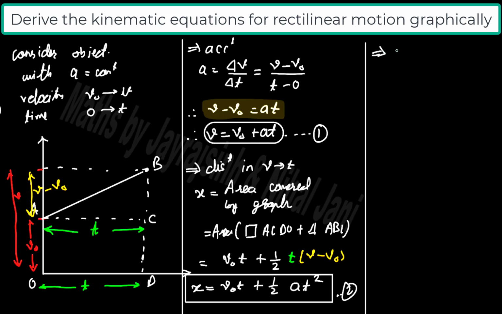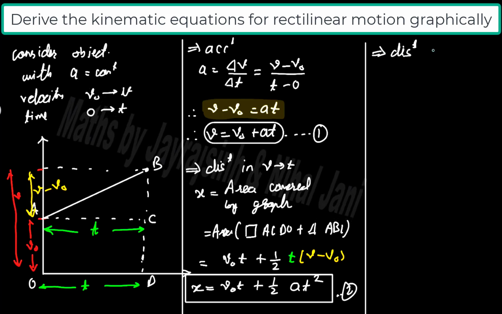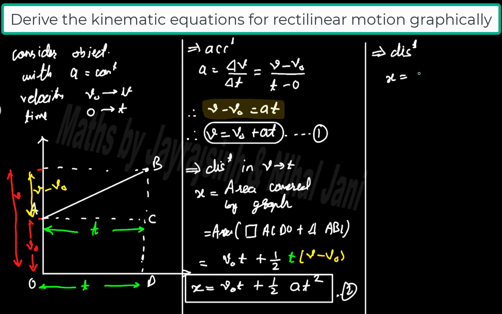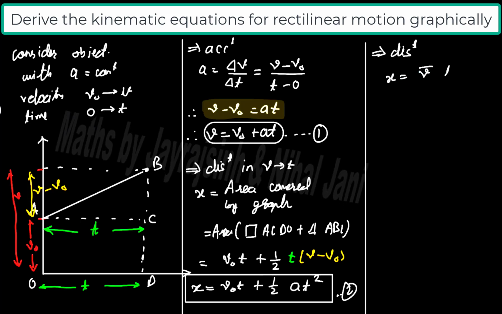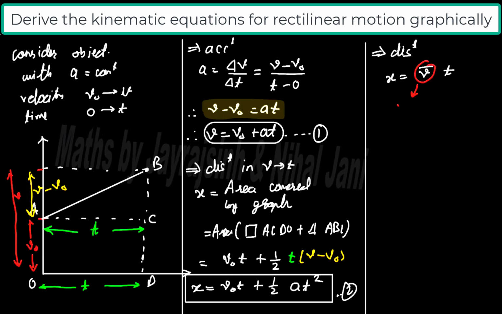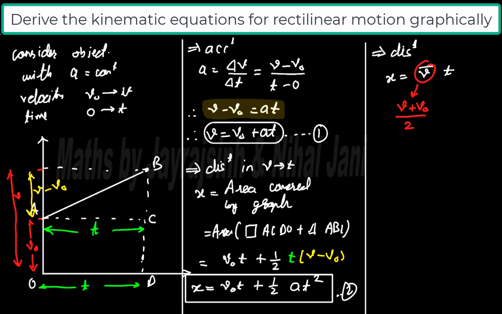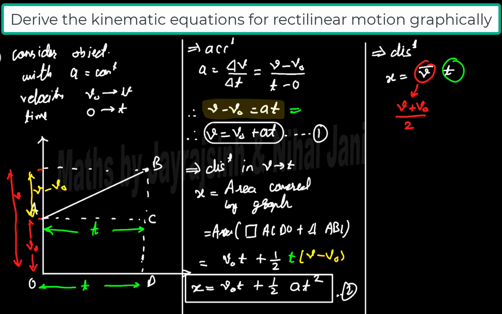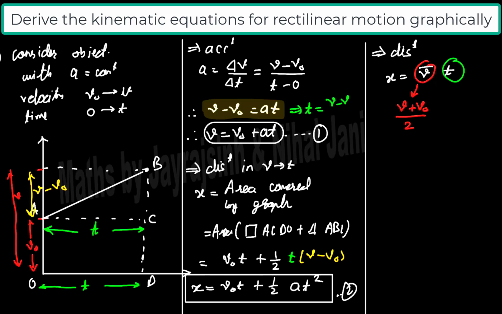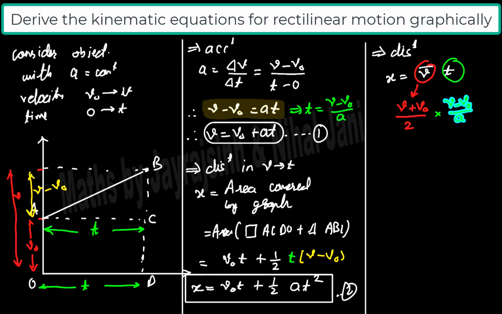Now to get your last equation, we have to use distance. Your distance is nothing but average velocity into time t. Your average velocity is nothing but the summation of velocities divided by 2, which is v plus v0 by 2. And to get t, we are going to use equation A. We can make t the subject, so we'll get v minus v0 by a. So let's put it over here.